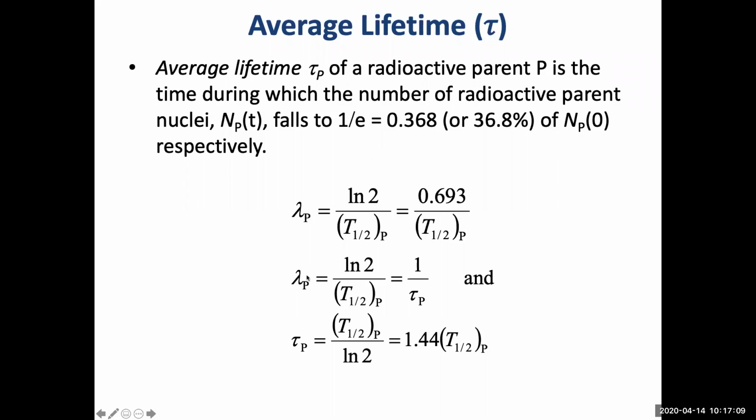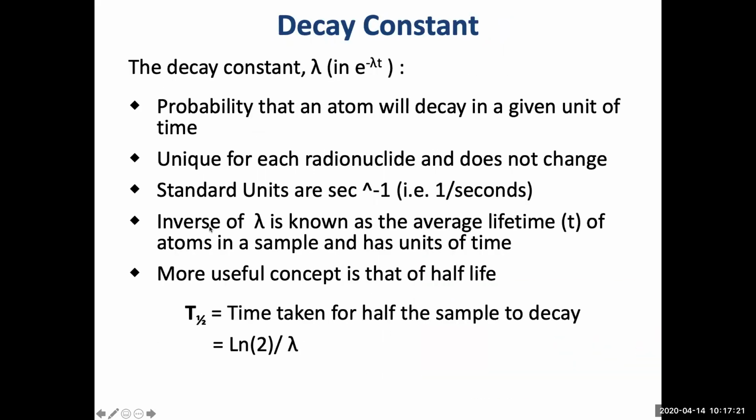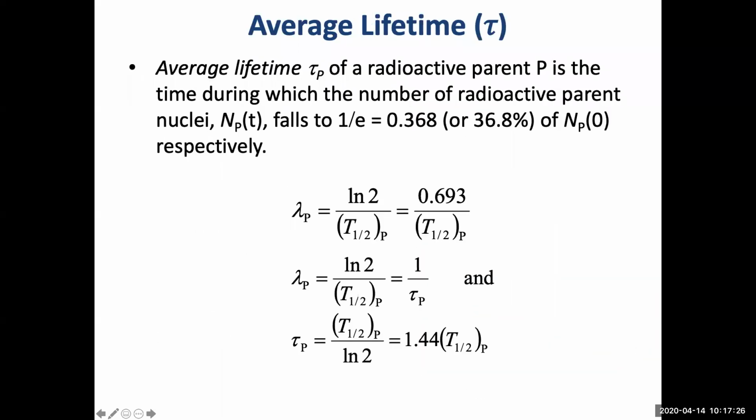Lambda P: you remember we say the average lifetime is the inverse of lambda, and lambda is the inverse of life. In the slides here, we say that the inverse of lambda is known as the average lifetime. So these are inverse of each other. So lambda is equal to 1 over tau, the average lifetime. If we need to calculate tau, the average lifetime, we just invert this one: half-life over ln 2, which equals 1.44 T half.